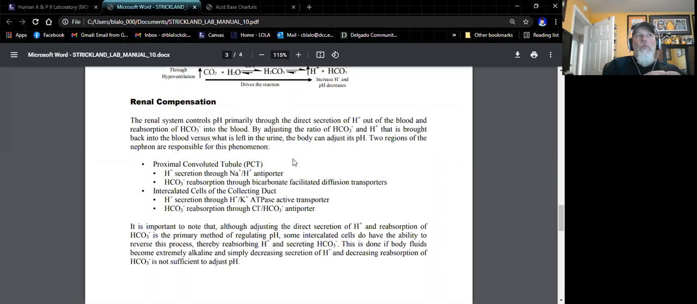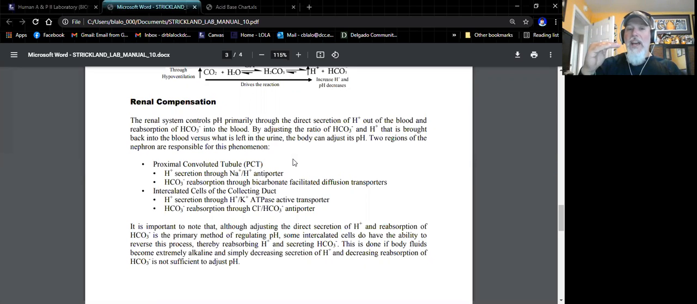Now, can we resorb hydrogen and secrete bicarbonate? We can, but that's typically done only in extreme circumstances. So typically what we're going to do is manage pH by either secreting hydrogen or resorbing bicarbonate. So if pH is high, if we're alkaline, are we going to secrete hydrogen ions? No, we're not going to, because pH is already high. If I secrete hydrogen ions, pH is just going to go up. Am I going to resorb bicarbonate if pH is high? No. Because if pH is high and I resorb bicarbonate, pH just goes up.